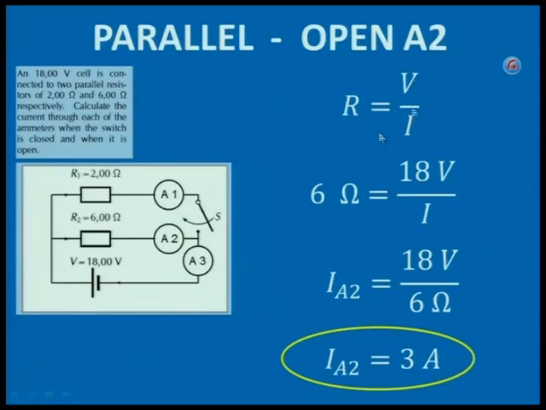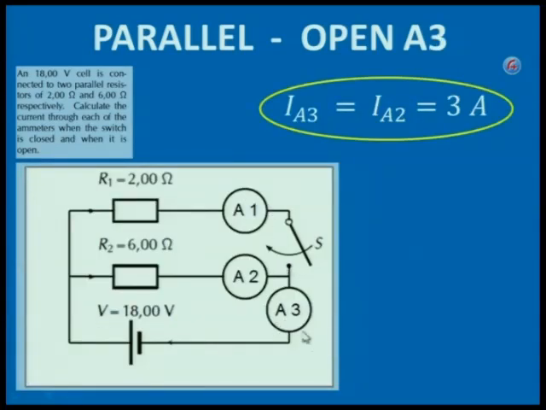Okay, ammeter 2. We have Ohm's law, R is V over I. The resistance is 6 ohms, given to you in the question. The voltage is 18 volts, given to you in the question. So, the reading on A2 would be 18 divided by 6, which gives you the current as 3 amperes. The reading on ammeter 3 would then be equal to the reading on ammeter 2, since they are measuring the same current flowing in this little block here. We just calculated the reading on ammeter 2, so the reading on ammeter 3 would also be 3 amperes.